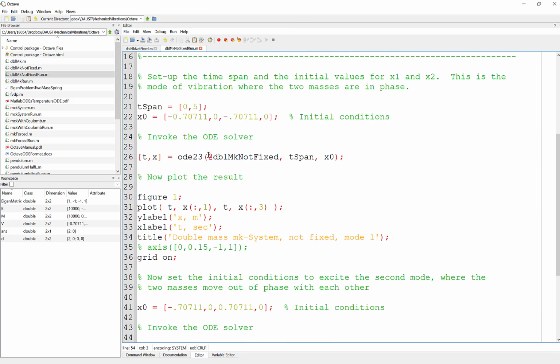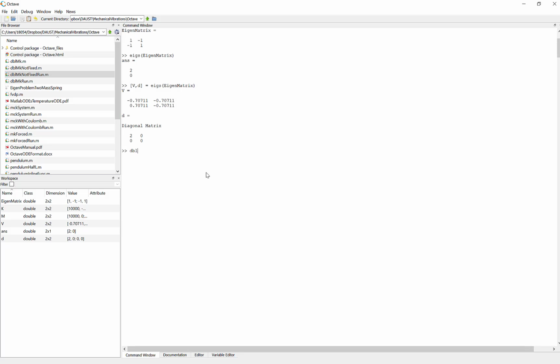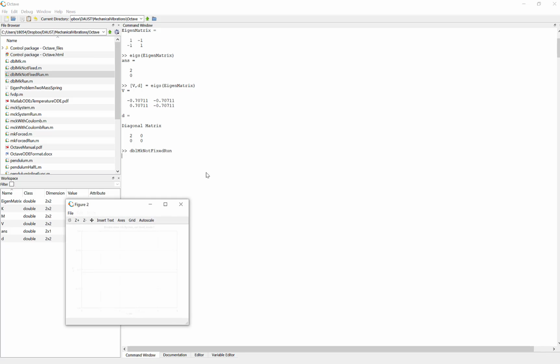I've saved all my files. This is double mass not fixed run. So we go to the command window and we type in dbl fix, double mk not fixed run. I believe that's what it is. We'll see. Good. Beautiful. Okay. Now I ran it for 5 seconds. That's okay, but I'm going to run it a little bit longer. Let me run it for maybe 8.